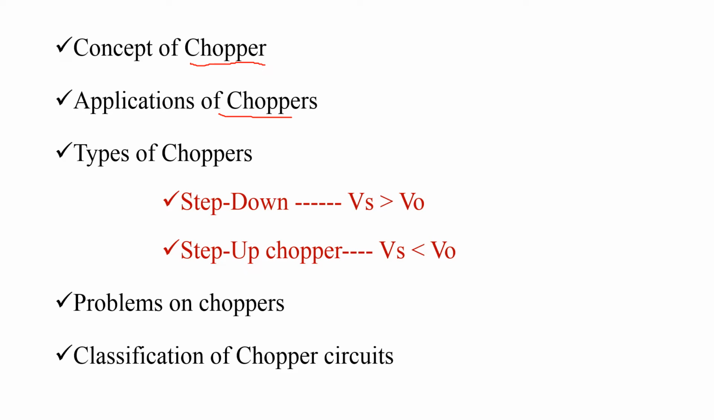And types of choppers, that is, the step down chopper is nothing but the chopper in which the output voltage is less than the input voltage. And step up chopper is nothing but the chopper in which the output voltage is greater than the input voltage Vs. And we discussed some problems on types of choppers and finally classification of choppers.